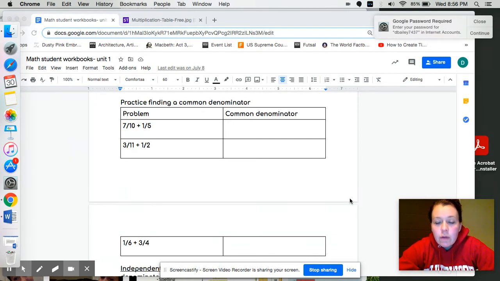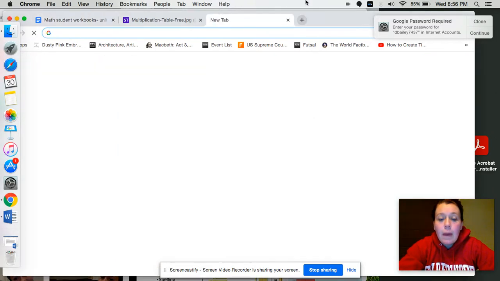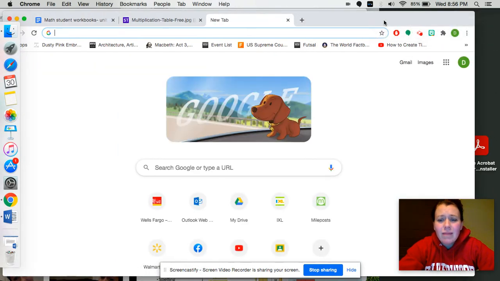All right, so finding a common denominator. Just to review, we cannot add fractions who do not have the same denominator. Remember, the denominator is the bottom part of the fraction. The reason is because they're not the same type of fraction and we have to add things that are the same type. Tenths are not the same as fifths, halves are not the same as thirds, they're all different size pieces.